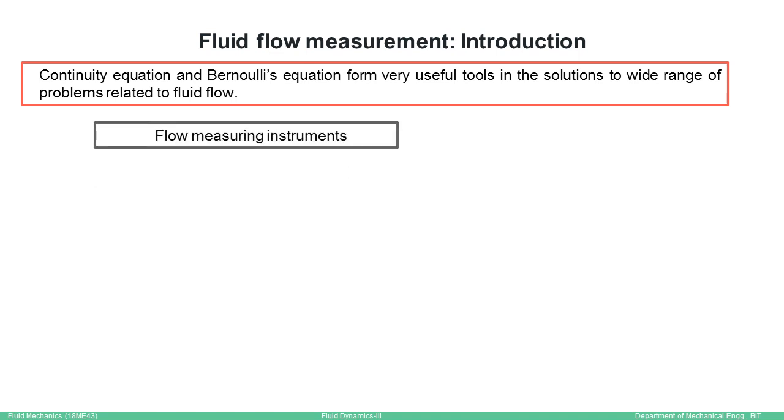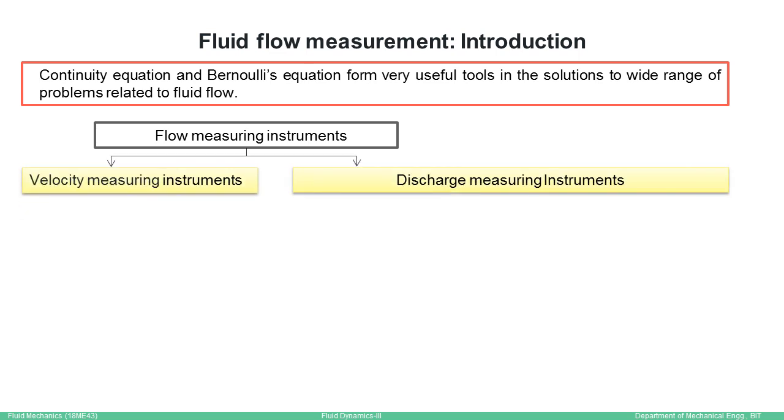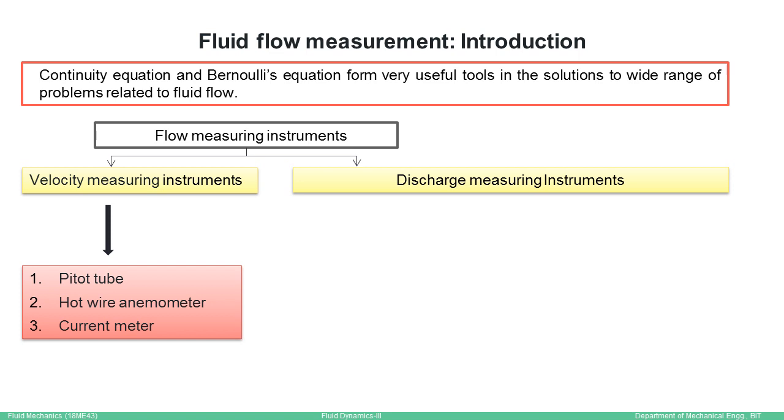We have different types of flow measuring devices. Basically, we have velocity measuring instruments and discharge measuring instruments. Under velocity measuring instruments, in this session I am going to explain about the working of the pitot tube, and hot wire anemometers and current meters are also used to measure the velocity at a point in a fluid flow.